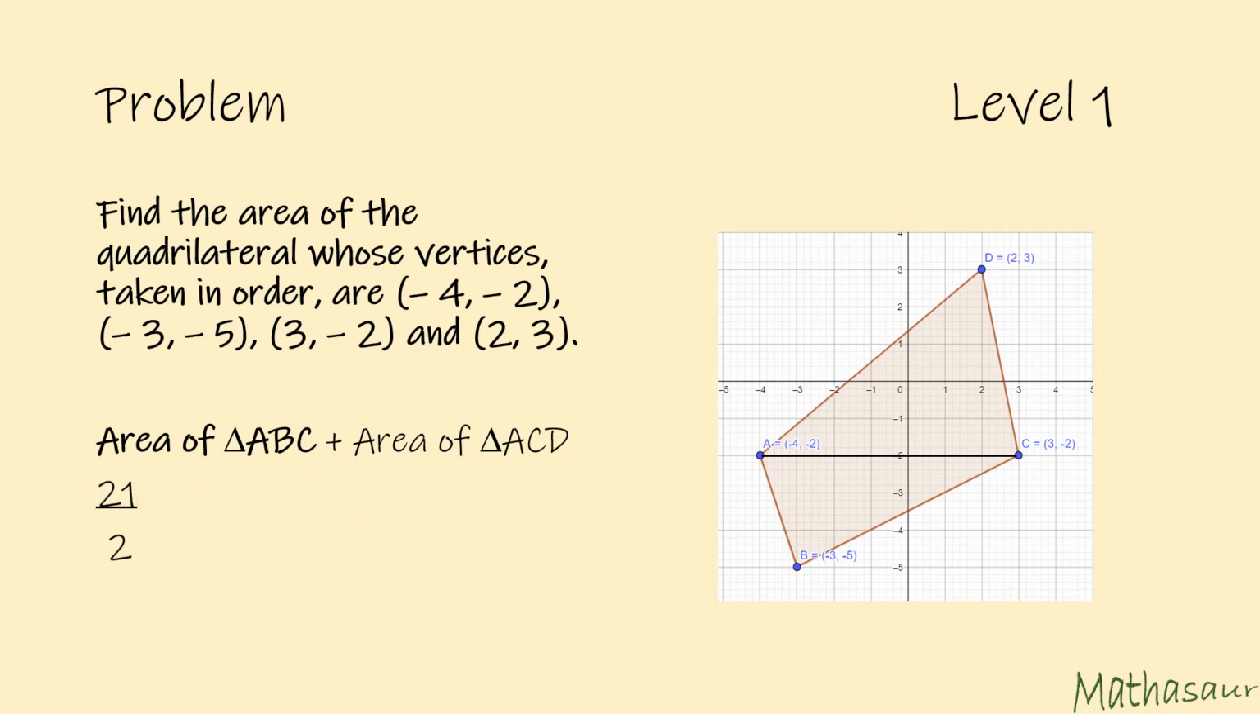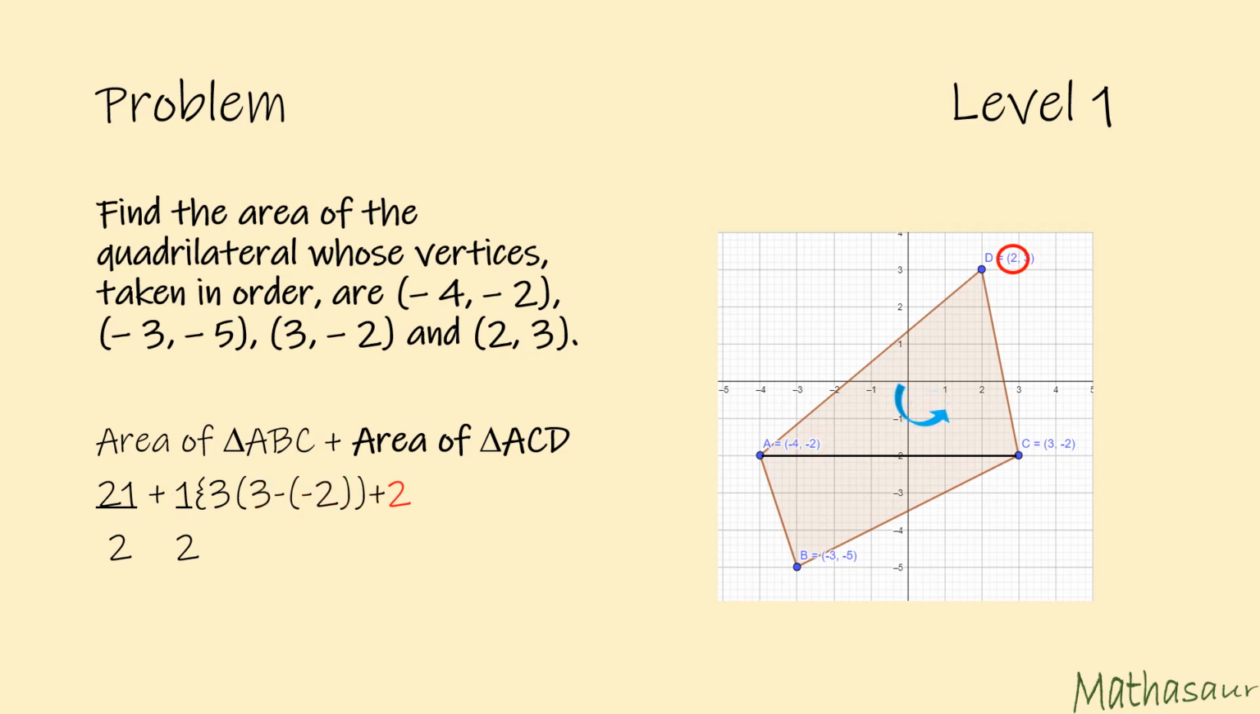We get 21/2 as the area of triangle ABC. Now similarly, let us look at the area of triangle ACD. You can start with any random point here. So let us start with point C this time. So you get the x coordinate 3 times the y coordinates of the other 2 points in the anti-clockwise direction. So 3 minus -2.